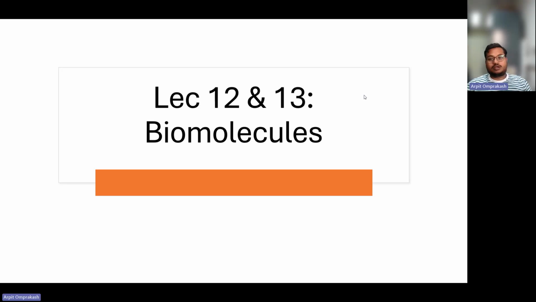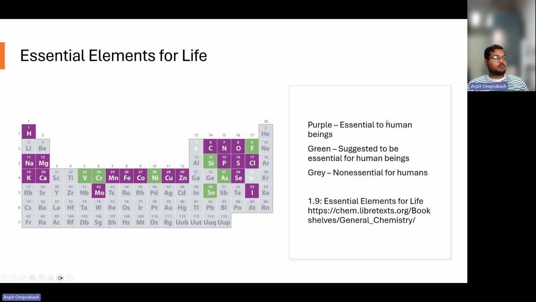So today we'll get started with lectures 12 and 13, which were on biomolecules. First we took a look at the periodic table, where all the elements are colored based on whether they are essential to human beings or not. Purple indicates that the element is essential for human beings. Green indicates that it is suggested to be essential, and gray is for non-essential elements for humans.